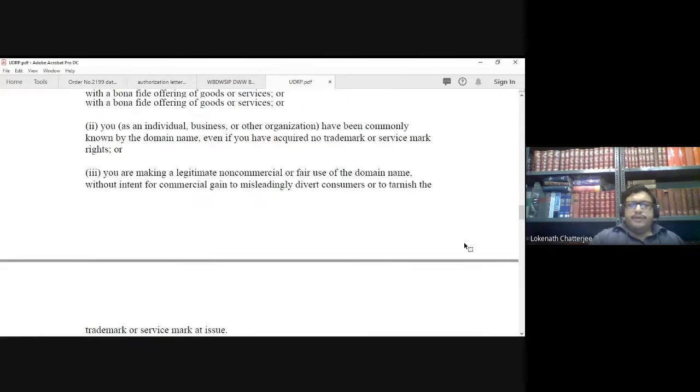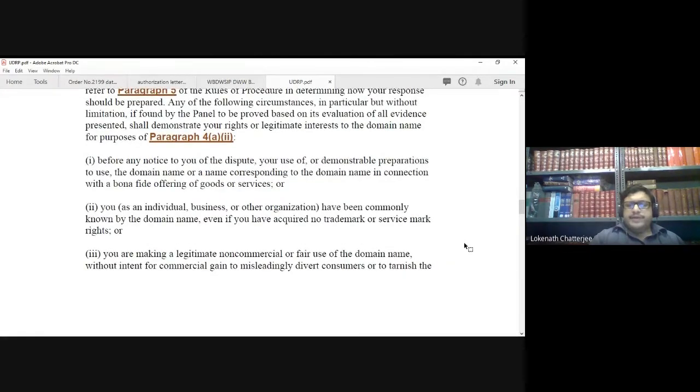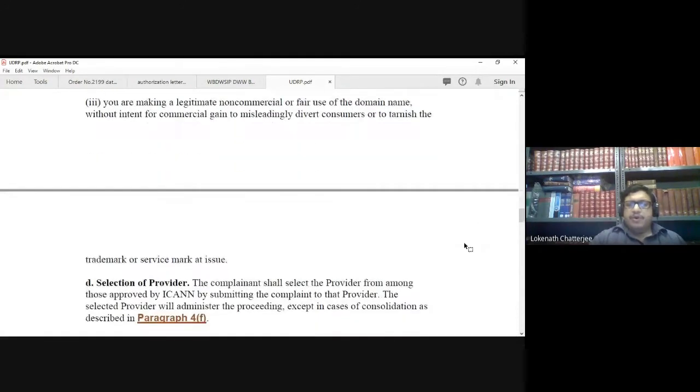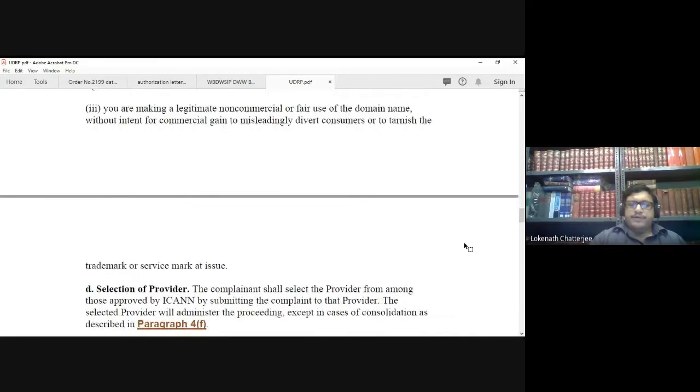So first to deal with one, these are the defenses, that the conduct can be demonstrated and it can be shown that this is with a bona fide offering of whatever goods they are trying to sell. And even if the trademark or service mark is not registered, if it's registered, it takes effect in all the corresponding countries which have acceded to the convention. But even if there is no registered trademark or service mark, but the company is known by that name, and then they are making a legitimate fair use of the domain name.